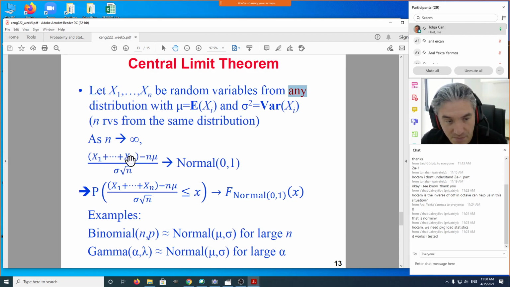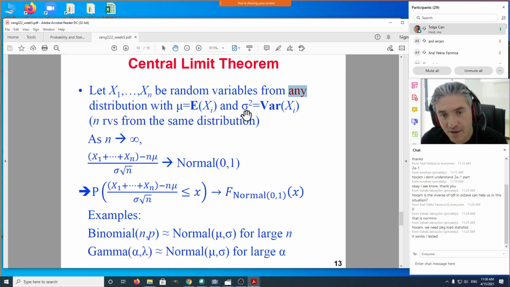You're summing n numbers, each with expected value mu. So this is the expected value. If you subtract whatever your summation is, they are all random variables, okay? You subtract from that sum the expected sum, and you standardize it by sigma times square root of n. What is sigma times square root of n?